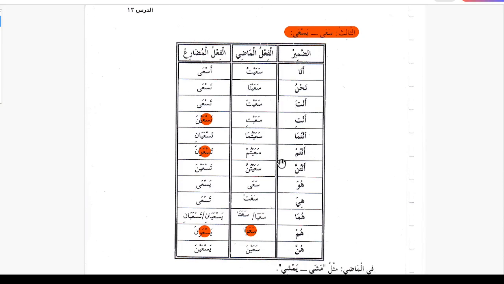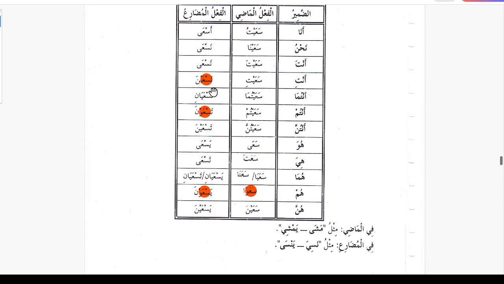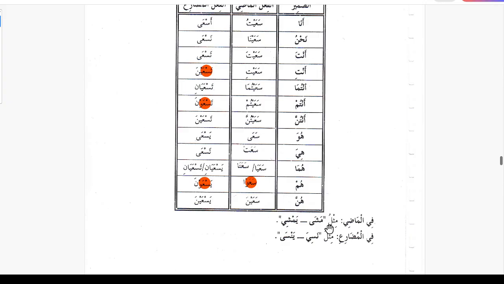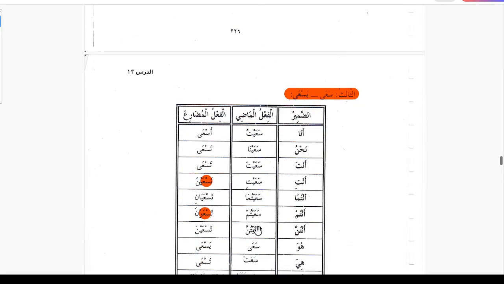Similarly for the present tense, huwa yas'a, huma yas'ayani, hum yas'auna, hiya tas'a, huma tas'ayani, hunna yas'aina, anta tas'a, antuma tas'ayani, antum tas'auna, anti tas'ina, antuma tas'ayani, antunna tas'aina, ana as'a, nahnu nas'a. So fail madi is like masha yamshi, and fail mudare is like nasiya yansa. In other words, fail madi acts the same way as masha yamshi, which we studied here.